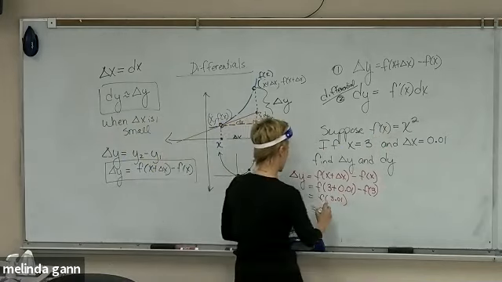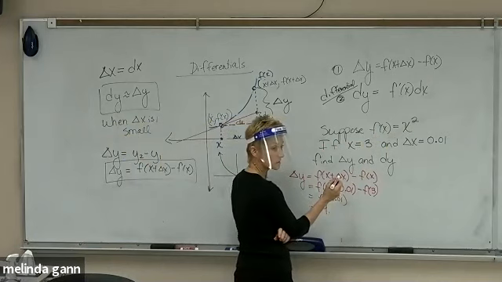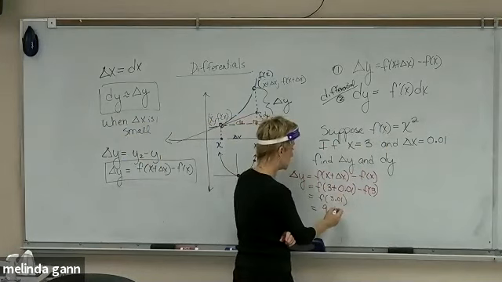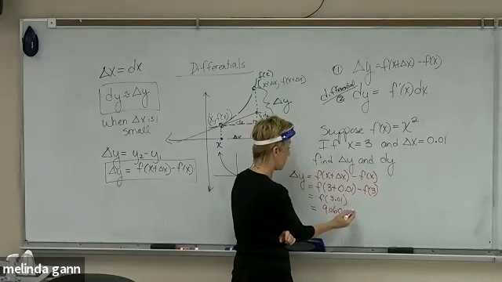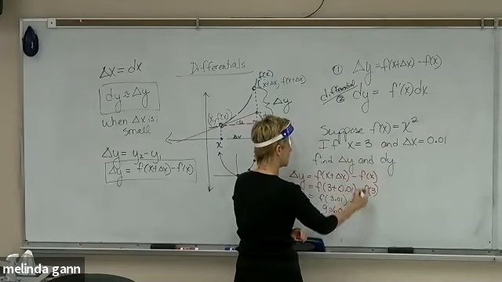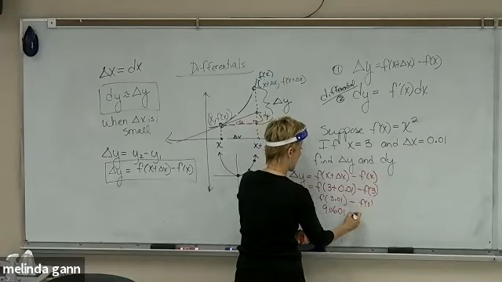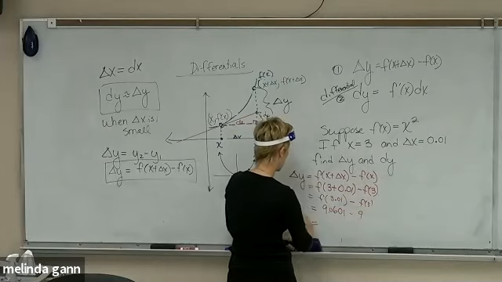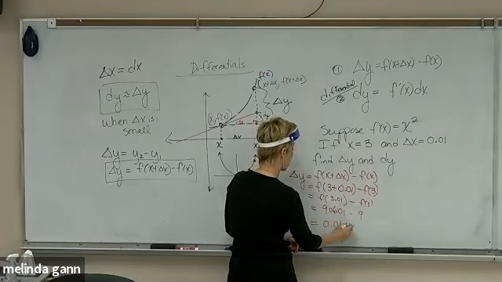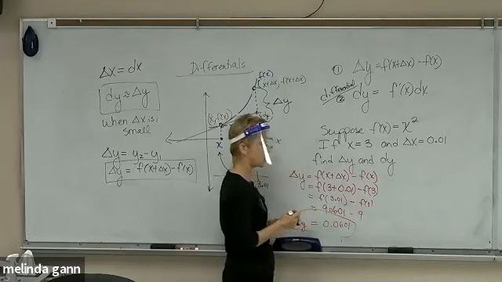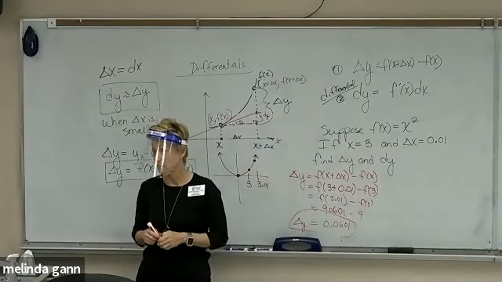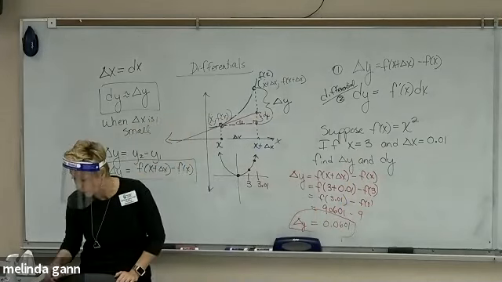All right, what'd you get? 9 point what? 9.0601. Now, just take 3 and plug it in there. When you take 3 and plug it in there, you just get 9. So the difference is 0.0601, 601 ten-thousandths. Do we agree? That's our actual change in y on the curve.